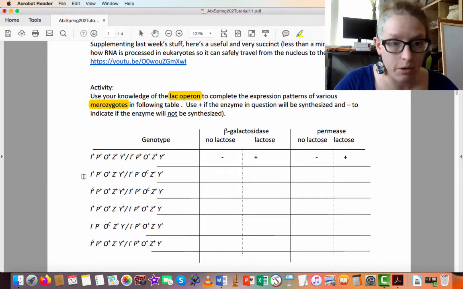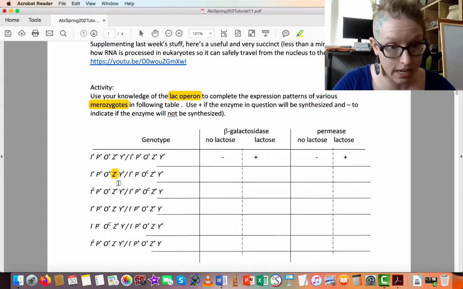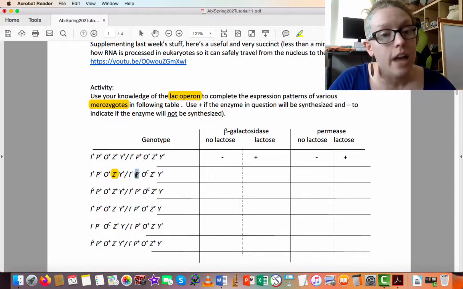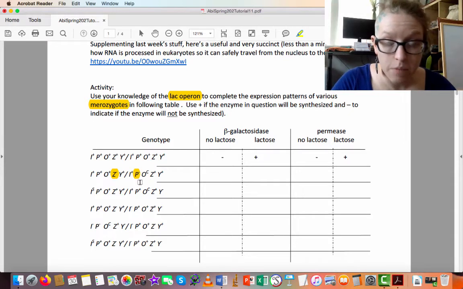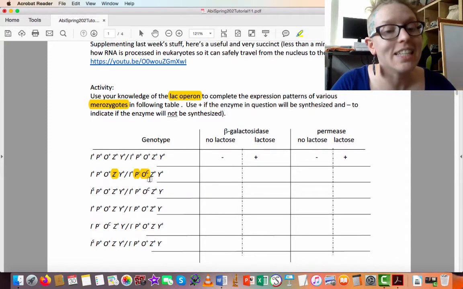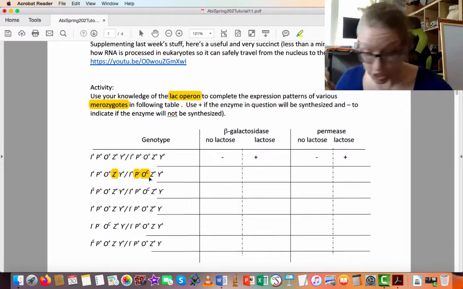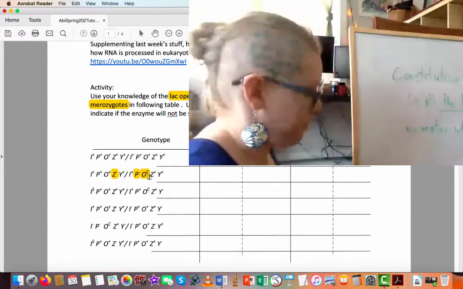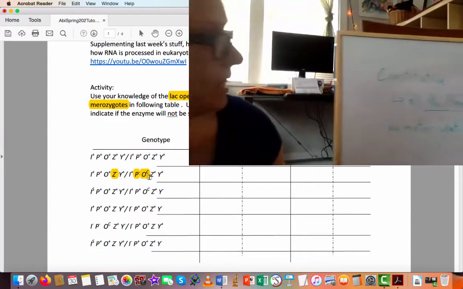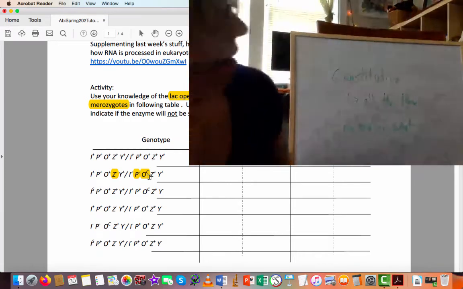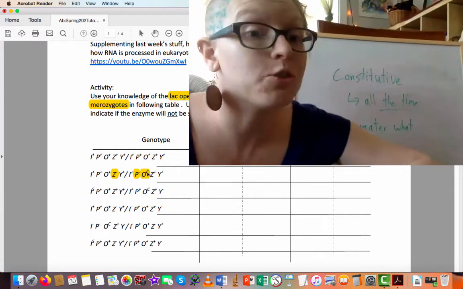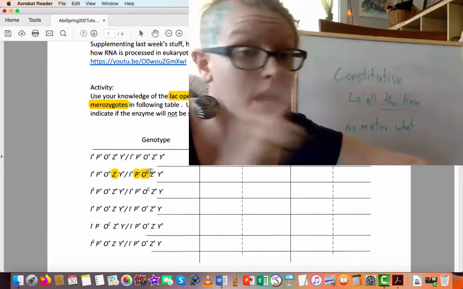Let's talk about our first example. Our first step is to scan what's different. So on the first one, we automatically see, okay, Z is missing. We have a non-functional Z on one, but it's functional on the other. Now we have P, a promoter that's non-functional, and we have an O that's constitutively functional. Constitutive: all the time, no matter what. So with the O superscript C, we're going to have constitutive activity of the operator.